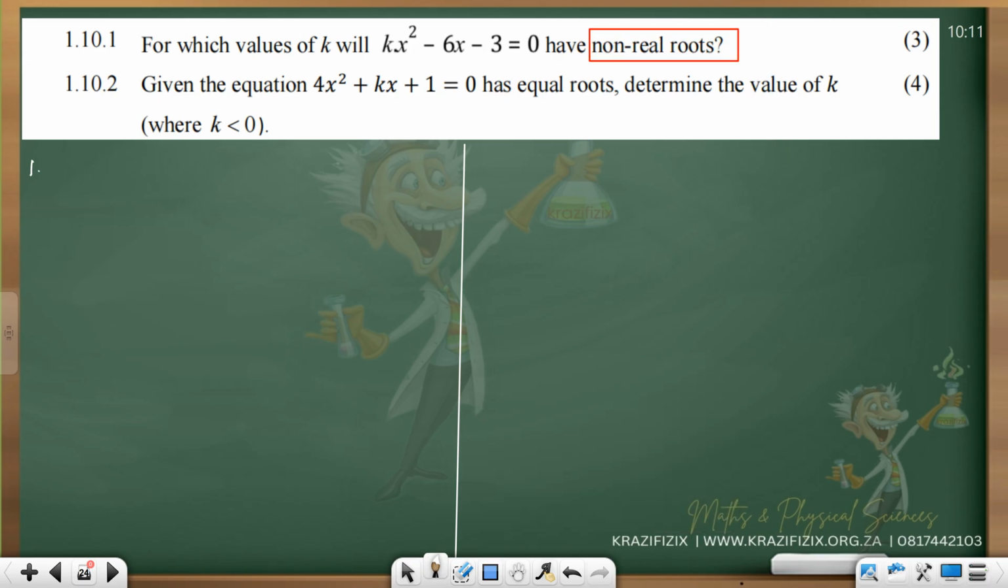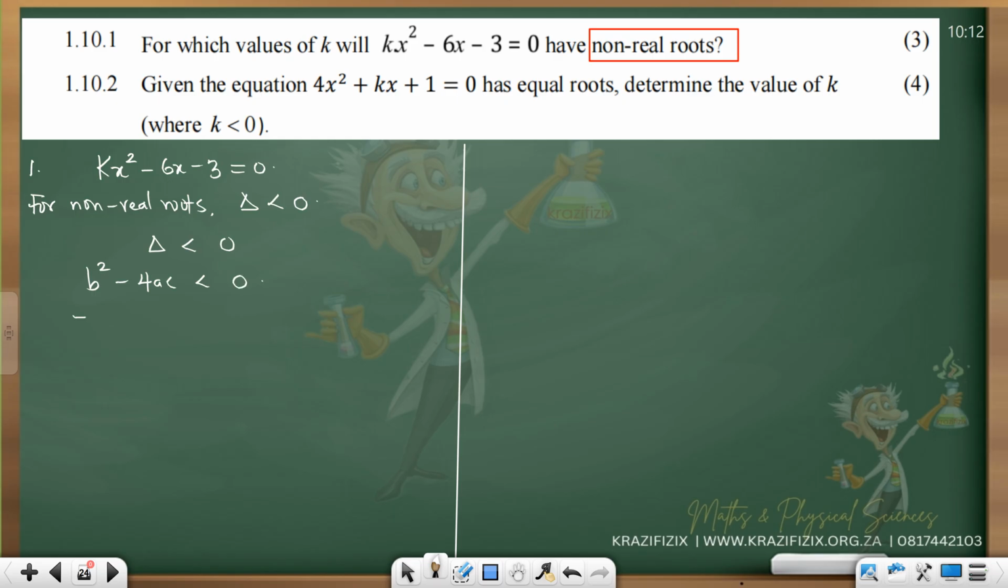What is the condition? And guys, you cannot do it until it is in standard form. Kx squared minus 6x minus 3. For non-real roots, you know what the condition is. For non-real roots, the discriminant must be less than 0. That's the information that you need. So I'll start with that. b squared minus 4ac should be less than 0.